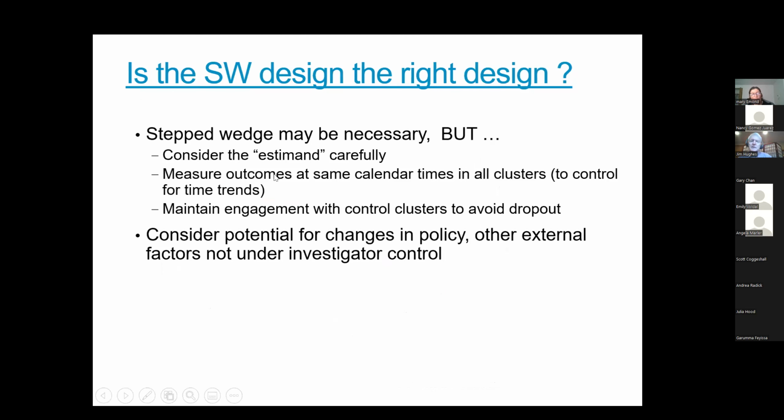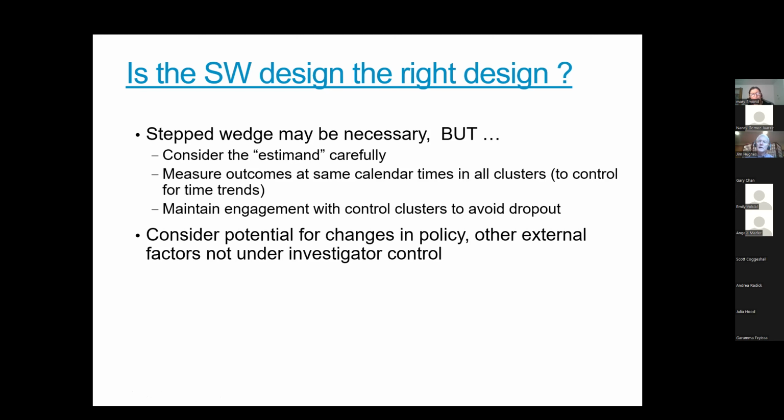If the step wedge is going to be used, then you want to think carefully about what it is that you're estimating. So if you really truly believe there'll be an immediate treatment effect, then fine, it's very clear what you're estimating. It's just the size of that step.